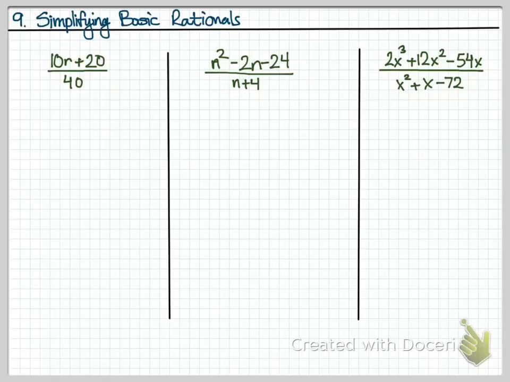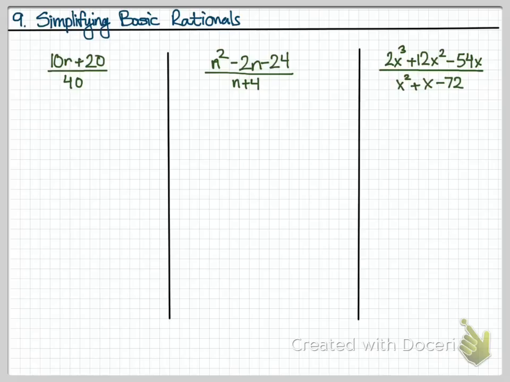Alright, here's some help with simplifying basic rational expressions. So not dealing with any equations, we're not graphing anything, let's just simplify them into their lowest forms. So let's take a look at the first column. We have 10r plus 20 divided by 40.